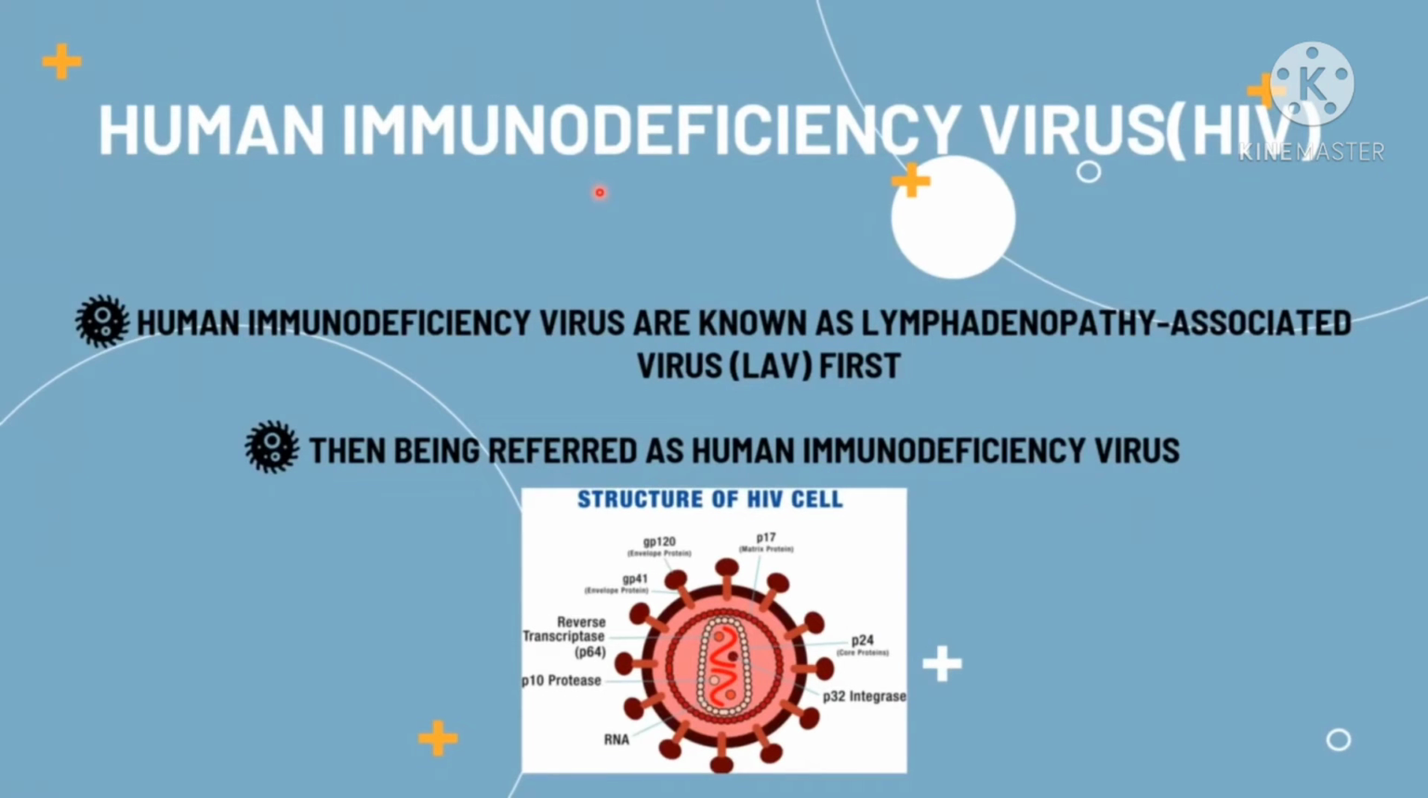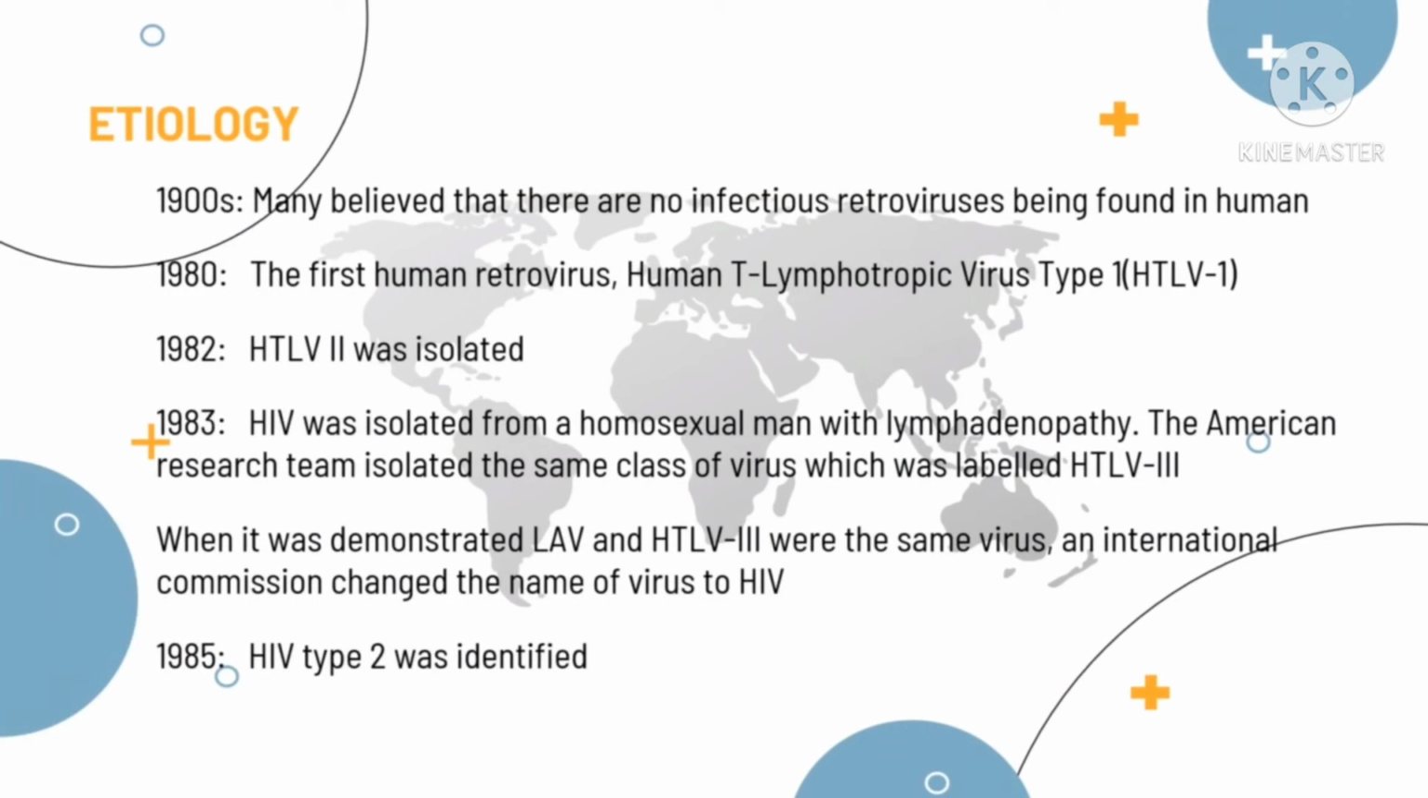AIDS is a type of acquired immunodeficiency that is caused by HIV, which was known as lymphadenopathy-associated virus, LAV, at first, and then referred to as human immunodeficiency virus. Etiology of HIV: in the 1970s, it was believed that no infectious retroviruses could be found in humans. Then in 1980, the first human retrovirus, named HTLV-1, was isolated, and in 1982, HTLV-2 was isolated.